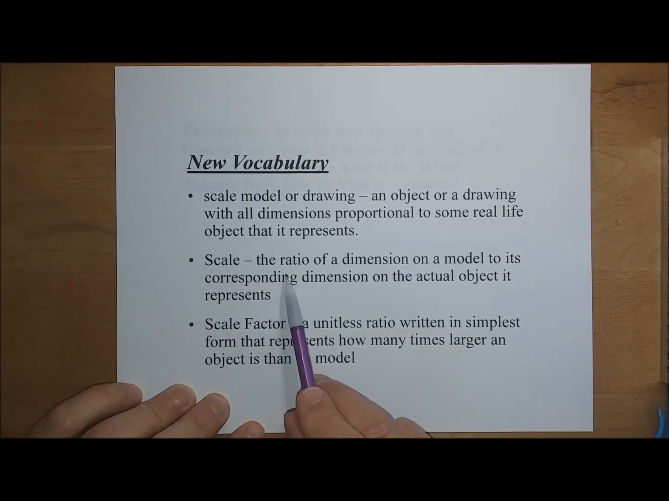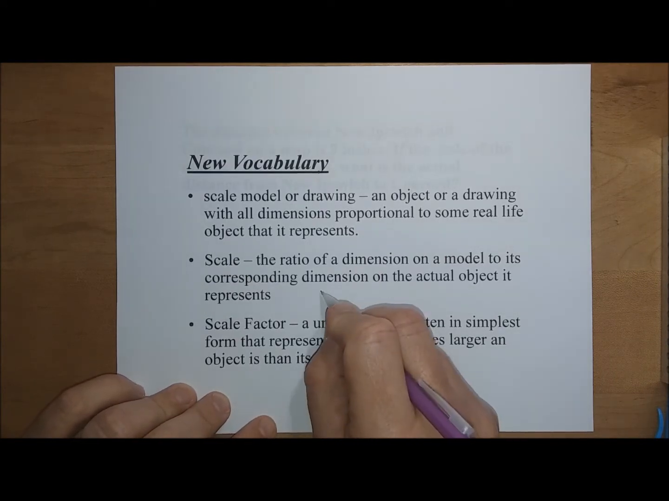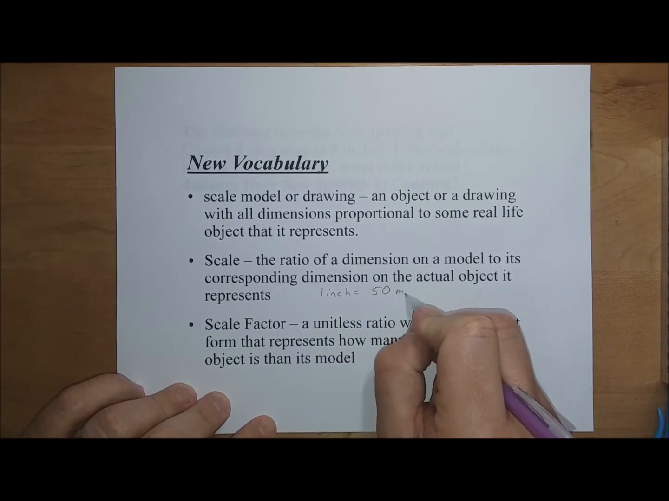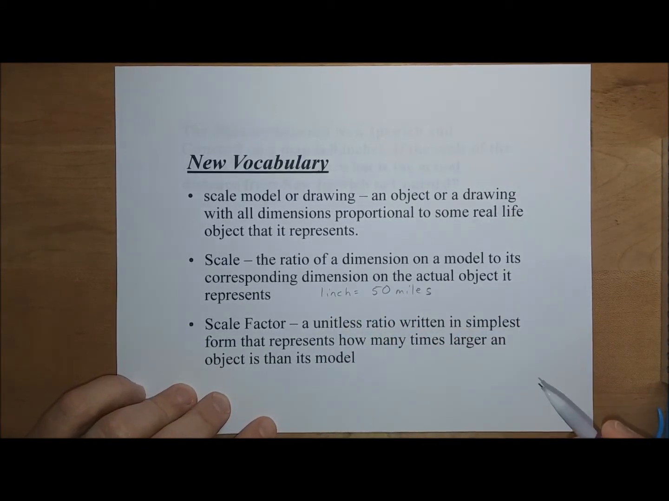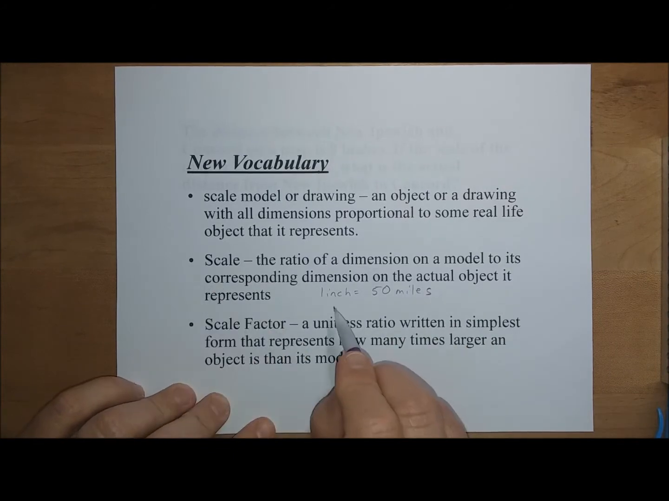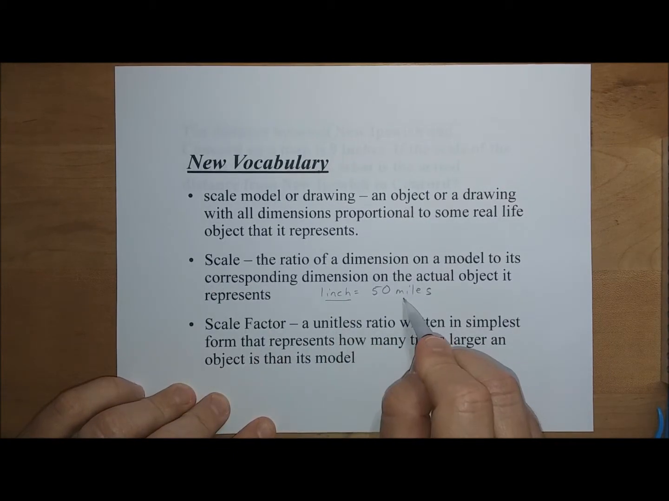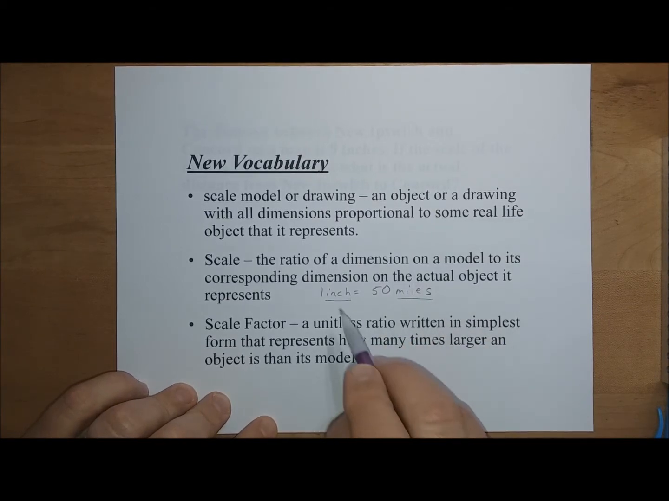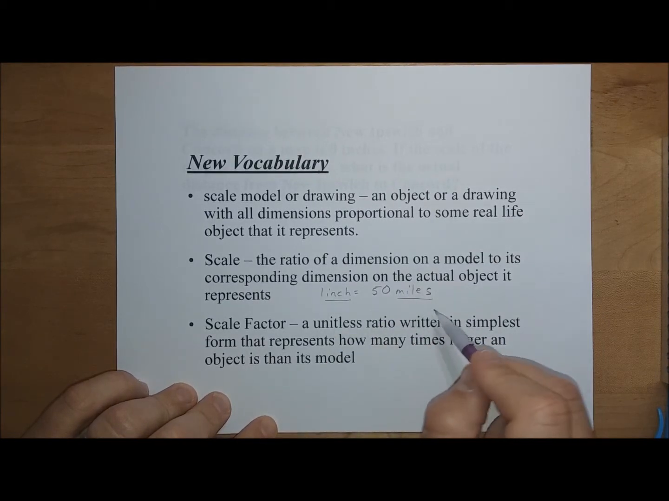Now on a map, or on a model, you're going to have a scale, and that scale is the ratio of a dimension on the model to its corresponding dimension on the actual object it represents. So on a map, you might see this as maybe 1 inch equals 50 miles, for instance. And you'll notice that with scale, we always have units involved. And generally they're not the same units. Notice that I've got 1 inch equals 50 miles.